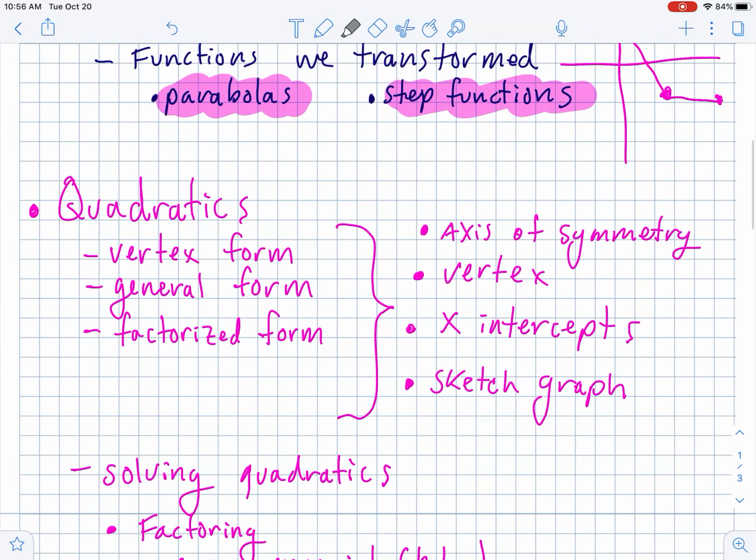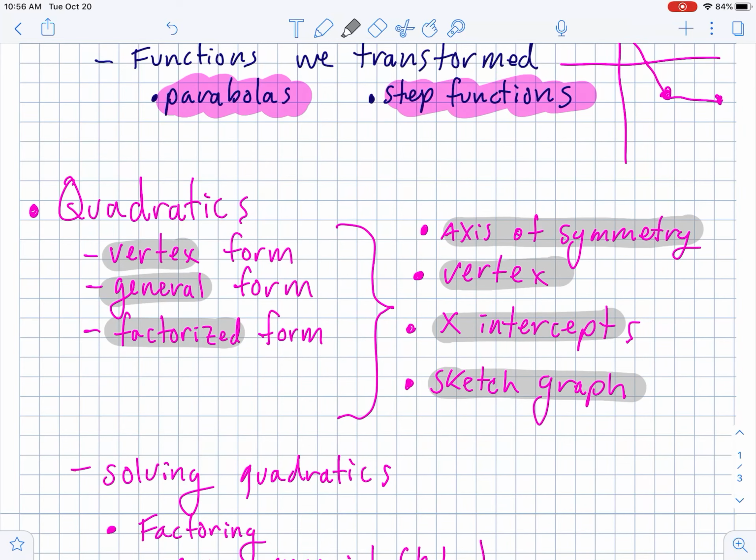Quadratics. So I've got to switch up my highlighter. Let's go gray. There were 3 main forms of quadratics: vertex form, general form, and factorized form. Now, we could give you any of those 3, and you should be able to find the axis of symmetry, the vertex, the x-intercepts, and be able to sketch the graph. Most of these things you should be able to do algebraically and should not have to reach for a graphing calculator for. But, we're not going to take those away.